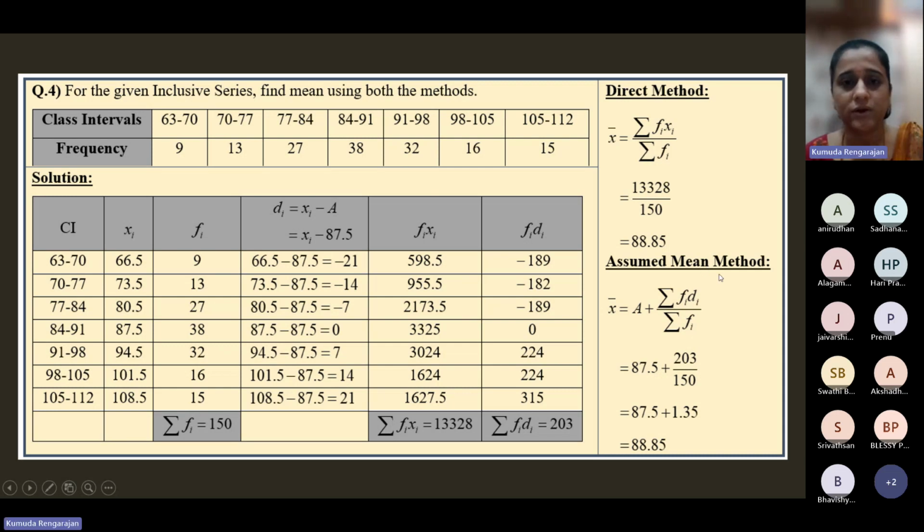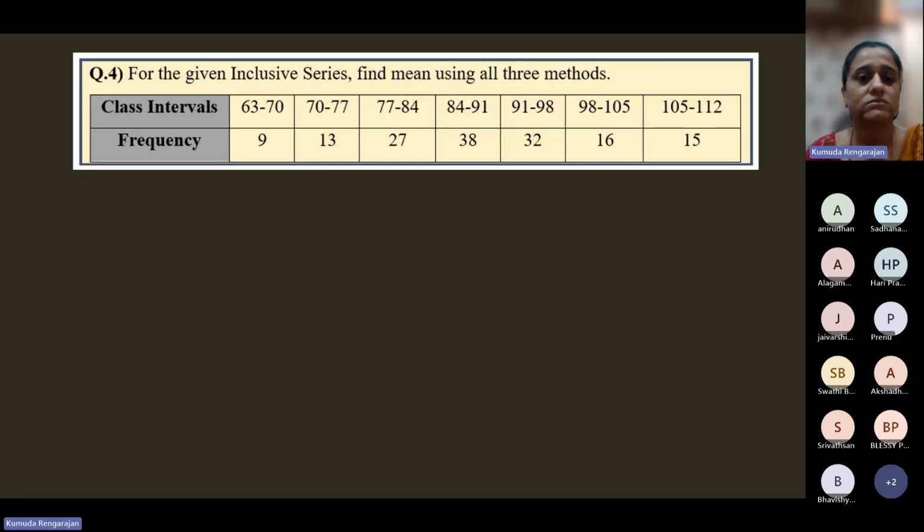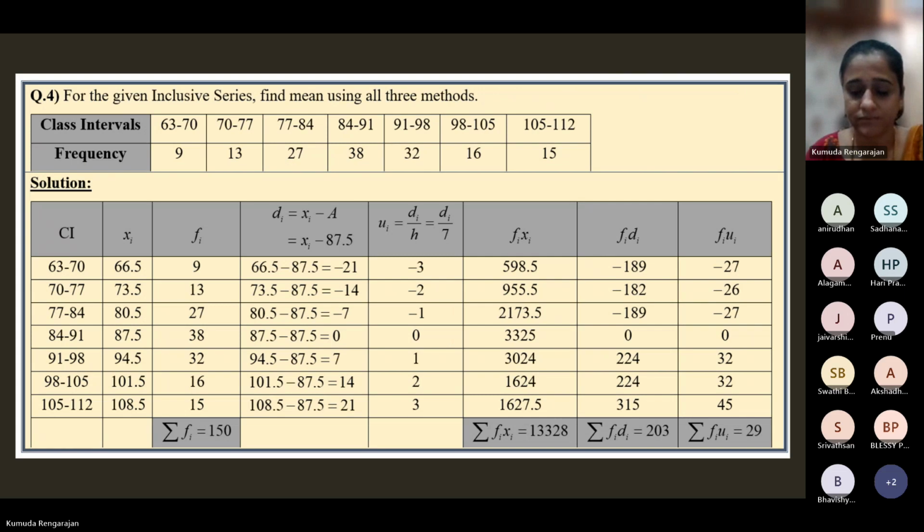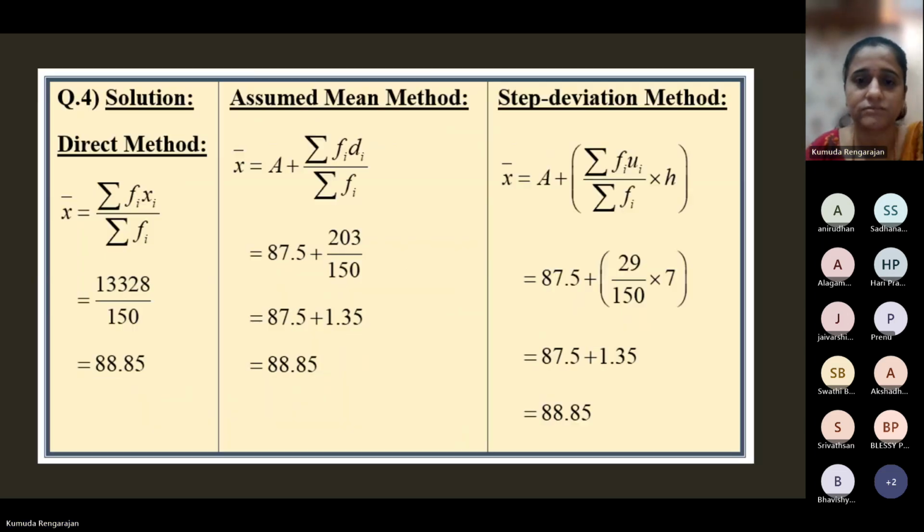So now we'll continue. I told you leave sufficient space to complete all this. So far we have learned how to find mean using the direct method and the assumed mean method. You also understood that you don't have to make the class intervals continuous. When the class intervals are not continuous, mean is not affected.